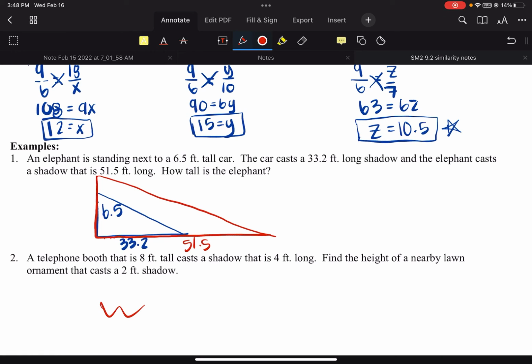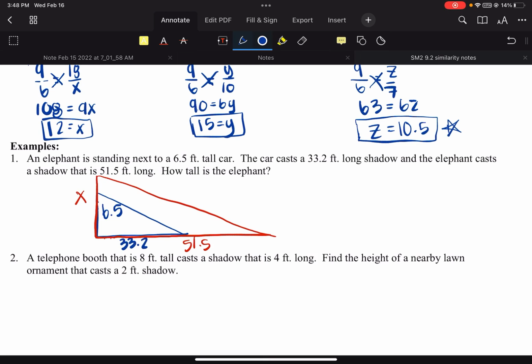And we want to know how tall the elephant is. So I'm going to put an X over here. And the X represents the elephant's height, the height of the red triangle. And then the blue numbers are going to represent the height of the car, which is the smaller blue triangle. Okay. Now notice these two triangles are similar. We know they're similar because the way that the sun casts the shadow is going to create similar triangles.